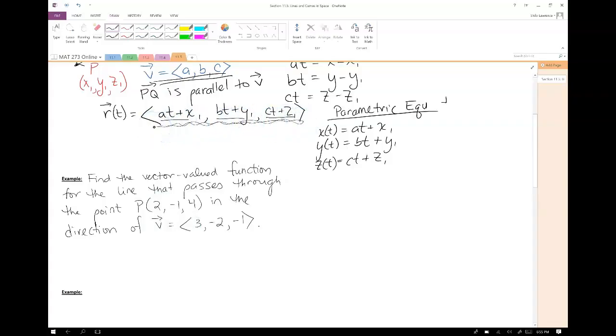But just to help you get a handle on that formula, I'm still going to work it out with the ratios. So we just pick a generic point Q, which we're going to force to be on the line. We're going to create vector PQ.